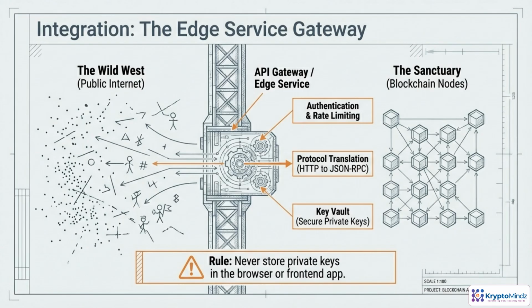As you open the blockchain network to users and partner systems, you need a controlled entry point. That's the role of the Edge Service Gateway. It sits between the messy public internet and your carefully governed nodes.